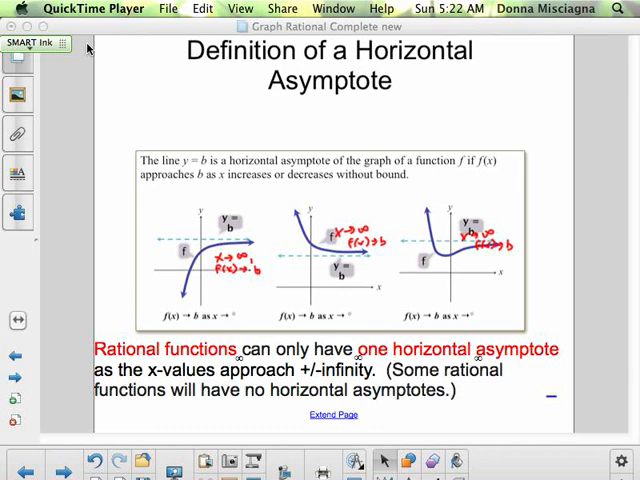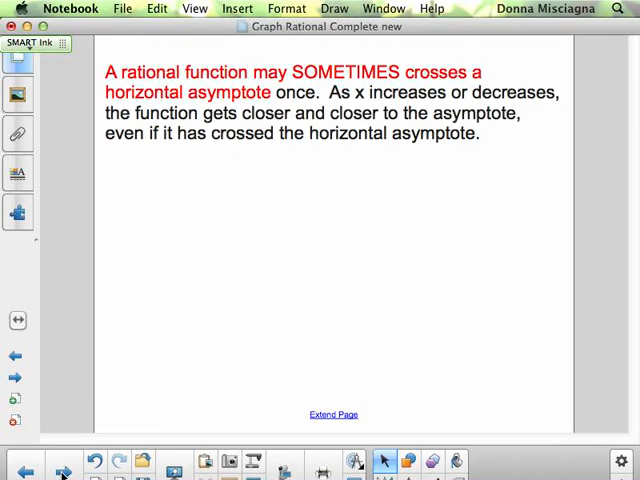So rational functions can only have one horizontal asymptote as the x values approach positive or negative infinity. Some rational functions will have no horizontal asymptotes. A rational function may sometimes cross a horizontal asymptote once. If that happens, it's going to be in the middle of the graph, around 0. As x increases or decreases, though, the function gets closer and closer to the asymptote, even if it has already crossed the horizontal asymptote.